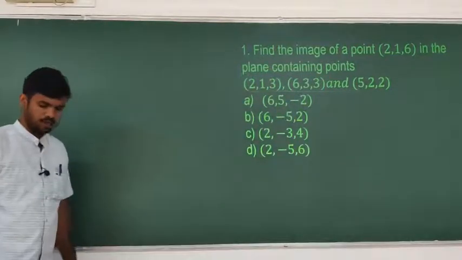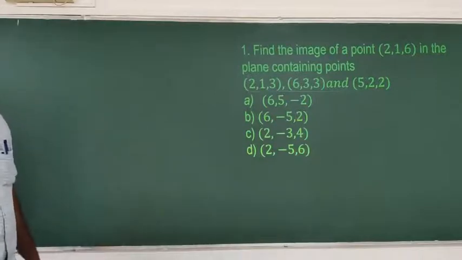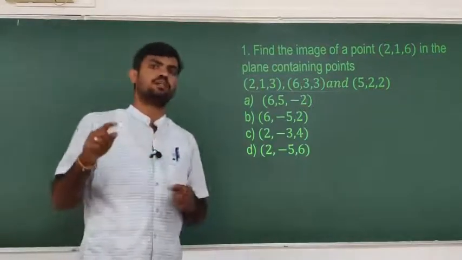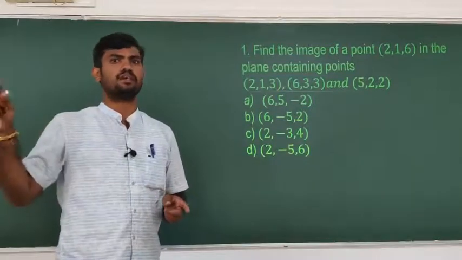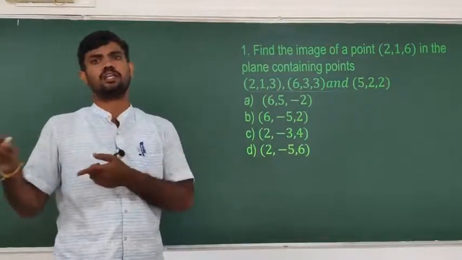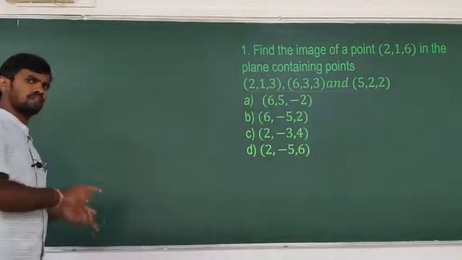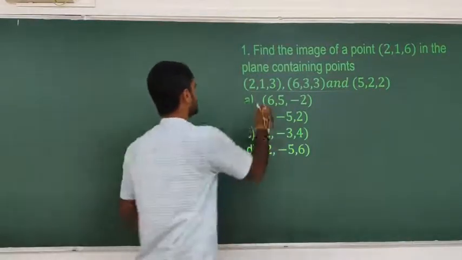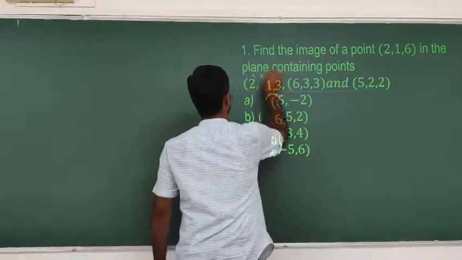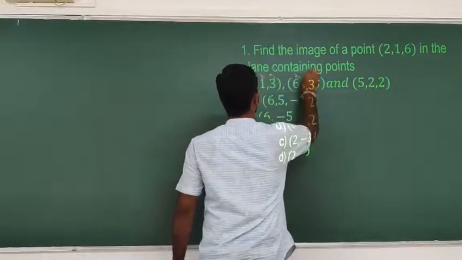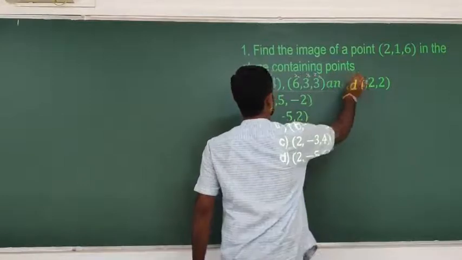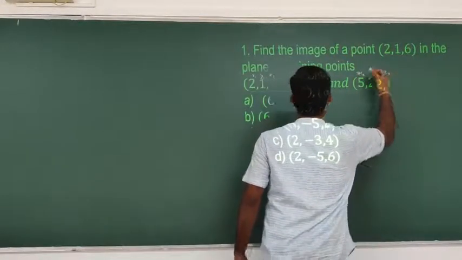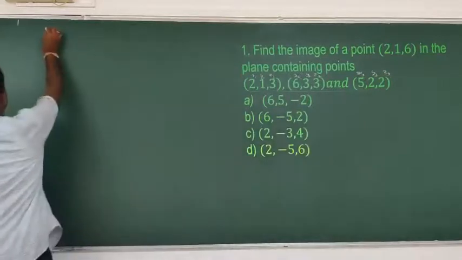We know the formula for the equation of a plane passing through 3 non-collinear points, that is the determinant of x minus x1, y minus y1, z minus z1, and x2 minus x1, y2 minus y1, z2 minus z1, x3 minus x1, y3 minus y1, and z3 minus z1. So here consider this one as x1, y1, z1, this as x2, y2, z2, and this as x3, y3, and z3.